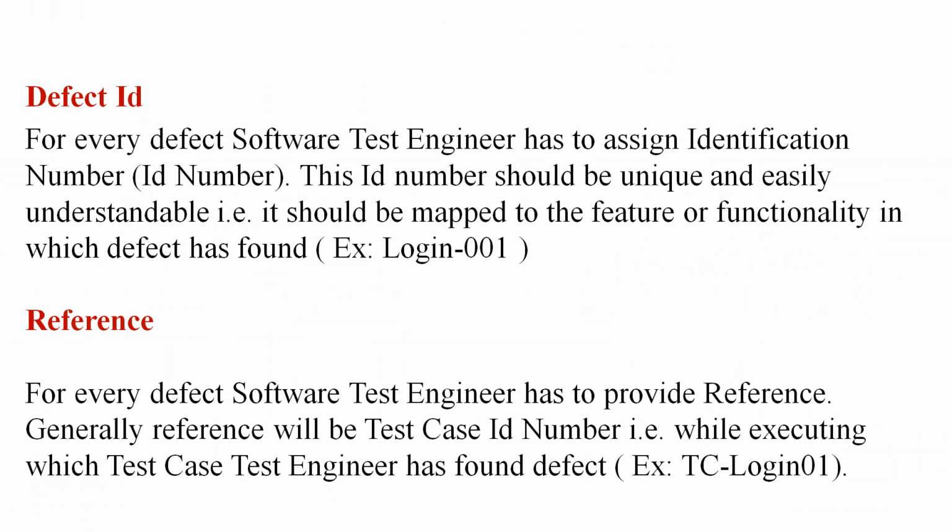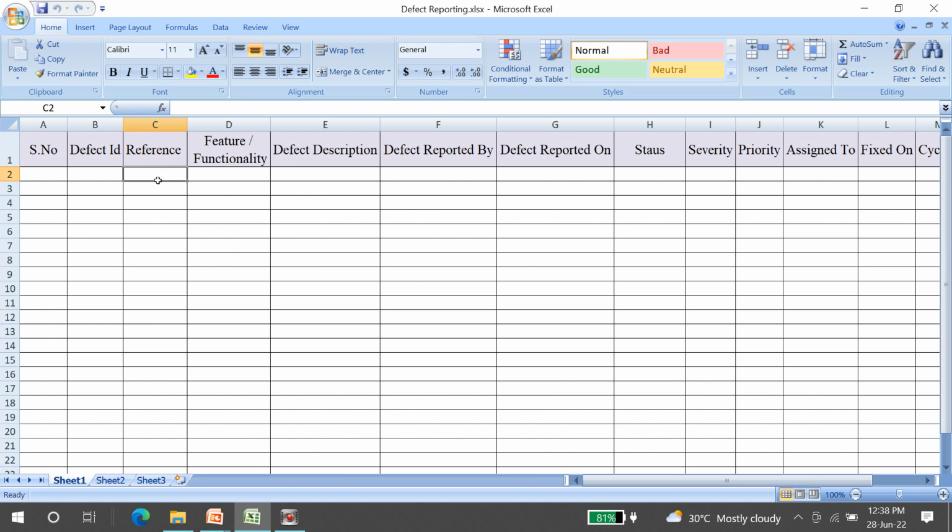For every defect, the software test engineer has to provide the reference. Generally, the reference will be a test case ID number, that is, while executing which test case the test engineer found the defect. For example, for the login test case, the test case ID is TC-login01. TC stands for test case, hyphen, the name of the functionality, login01. While executing this particular test case, the software test engineer found the defect. Now this test case ID number has to be provided under reference.